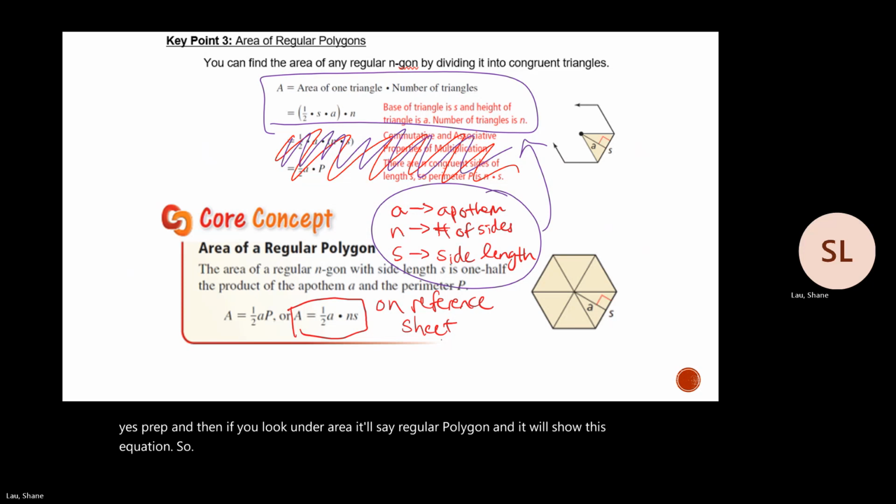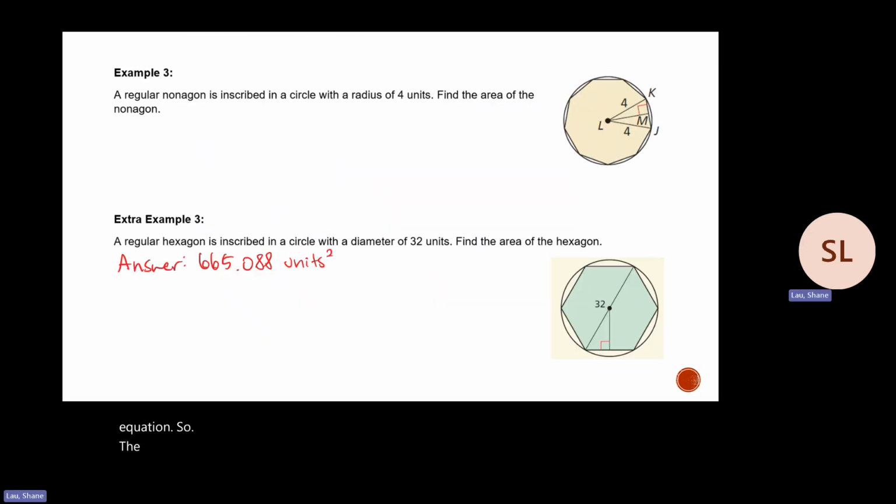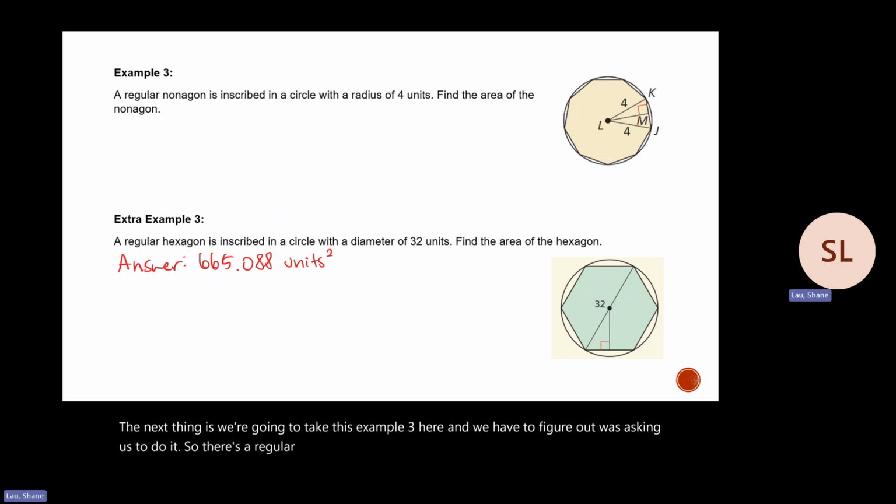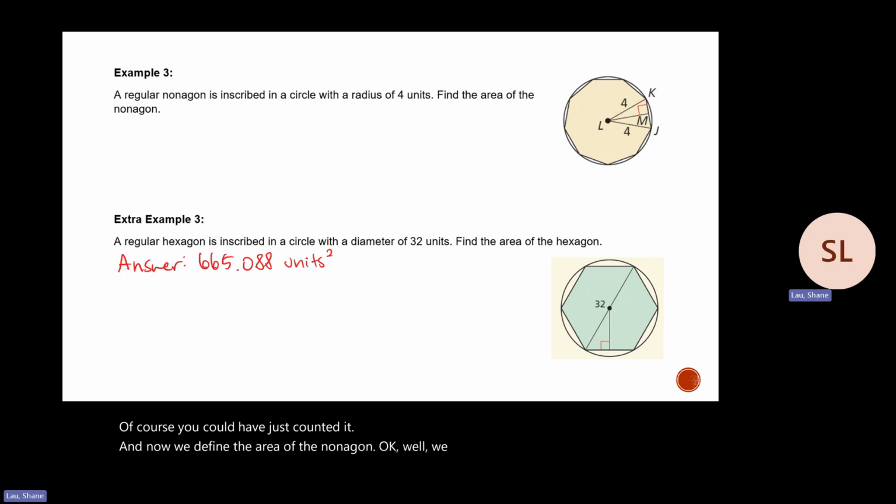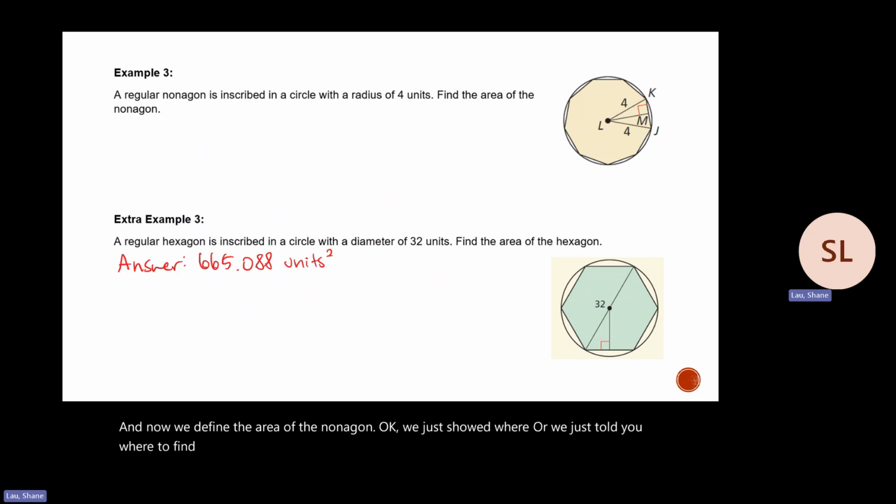The next thing is we're going to take this example 3 here, and we have to figure out what it's asking us to do. It tells us that there's a regular nonagon, which is a 9-sided figure, right? Of course, you could have just counted it. A 9-sided figure is inscribed in a circle with a radius of 4 units. Now we have to find the area of the nonagon. We just told you where to find that equation, and of course, you can look back at your notes.